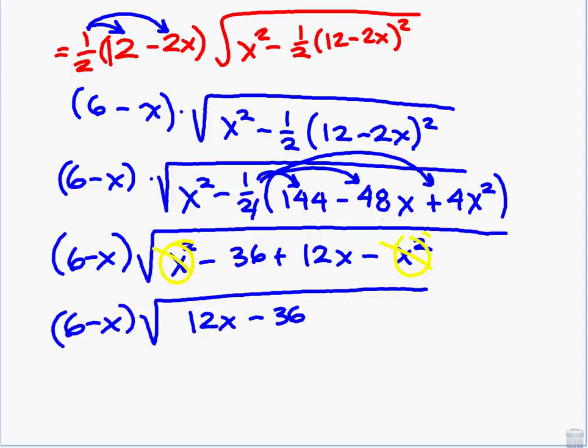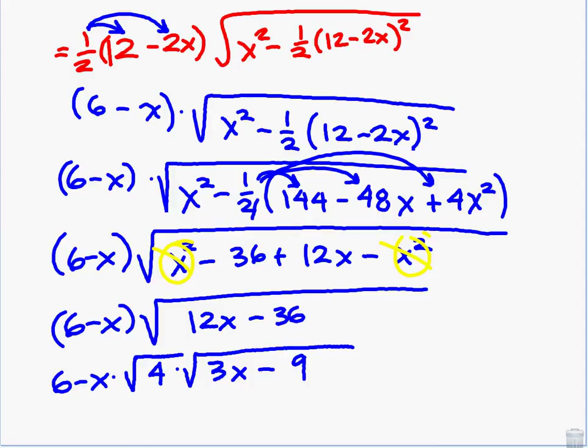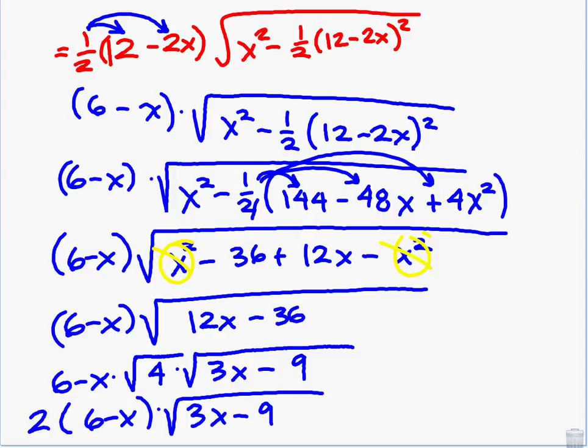And now I'm going to combine some like terms. My x squareds go away. I'm going to trade places with these guys so that my negative sign shows up a little easier. And now, because 12 and 36 are both divisible by 4, I'm going to factor that 4 out. But taking the square root of the individual factors allows me to simplify to 2 times 6 minus x times the square root of 3x minus 9.